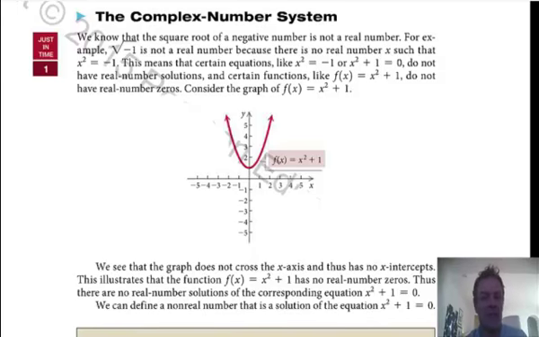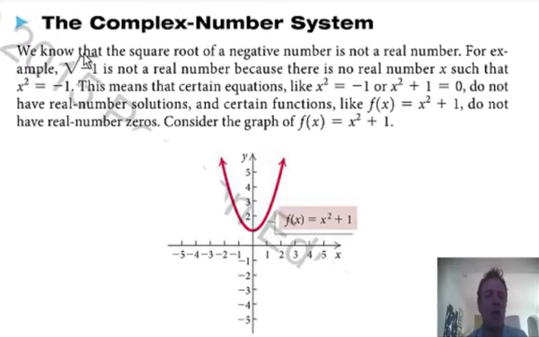The complex number system. Now let's have a quick recap. We know that the square root of a negative number is not a real number. We tend to say you can't square root a negative. So, for example, the square root of negative 1 is not a real number because there's no real number x such that x squared equals negative 1. You can't square two numbers and produce a negative.